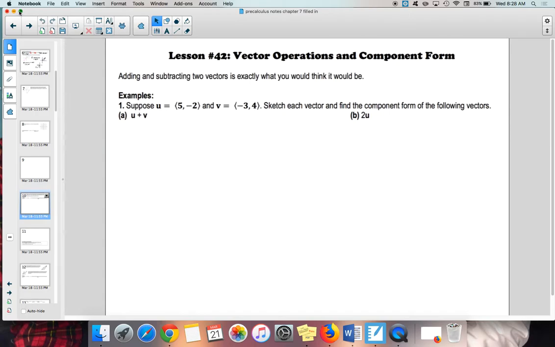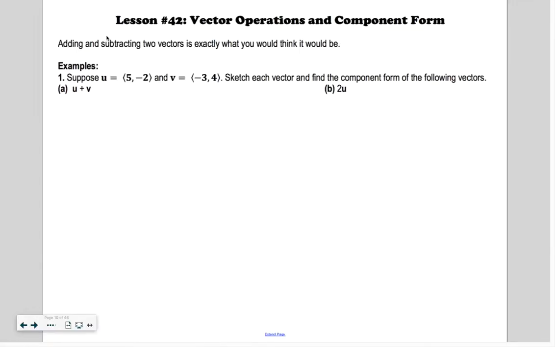Right, so lesson 42 is on vector operations and component forms. Today we're going to talk about adding and subtracting vectors, and then eventually what it means to multiply vectors, and there's two different ways to find the product of vectors. Okay. So number one, it says suppose u is equal to 5, negative 2, and v is negative 3, 4. So I want you to sketch both of those vectors on the same.